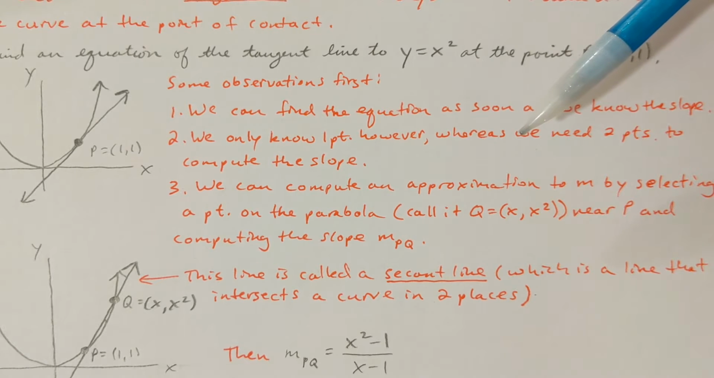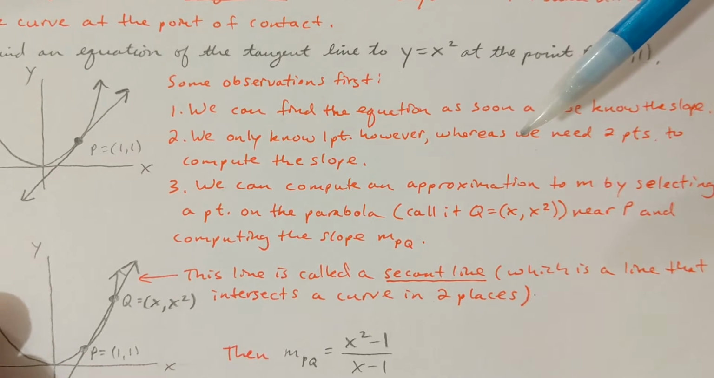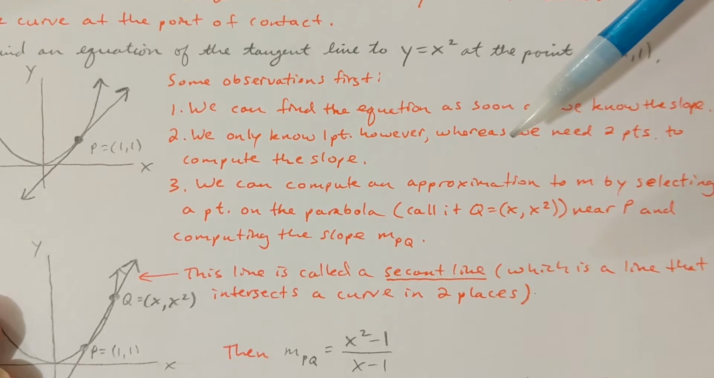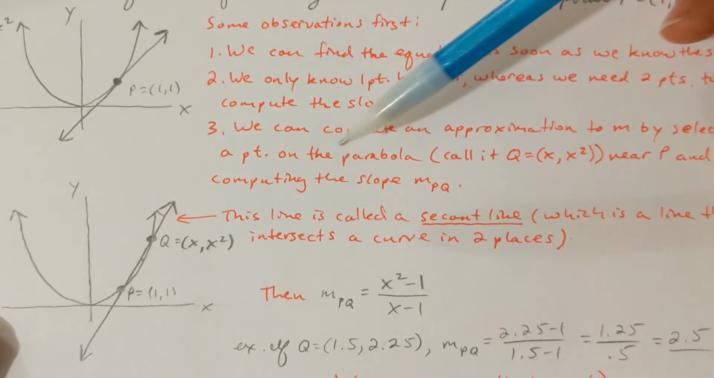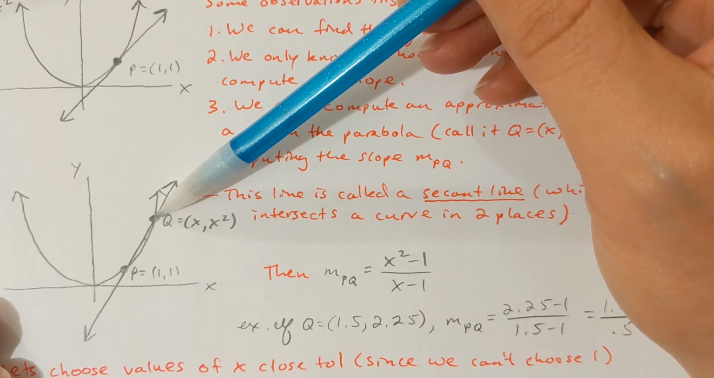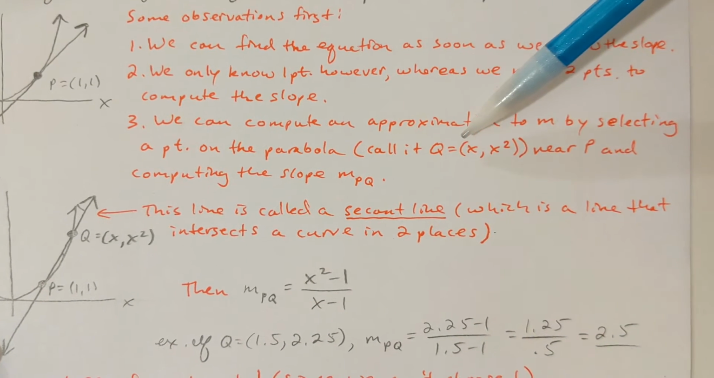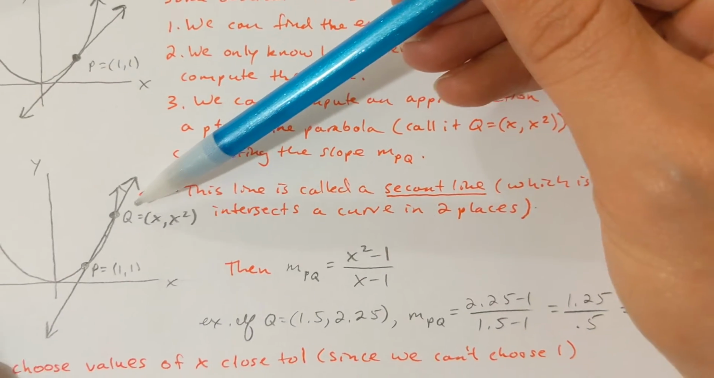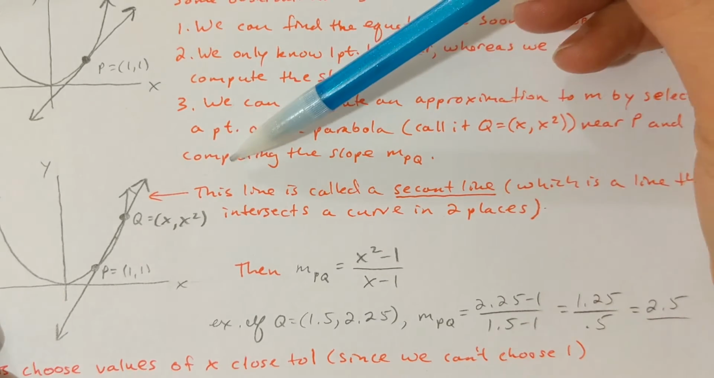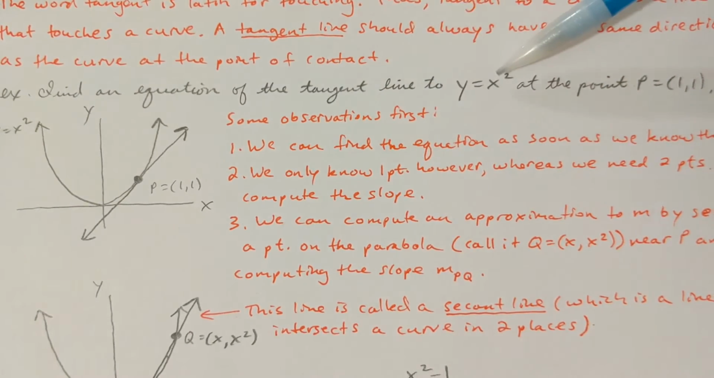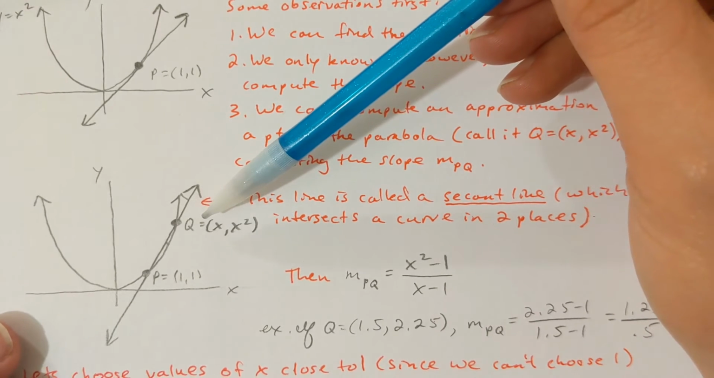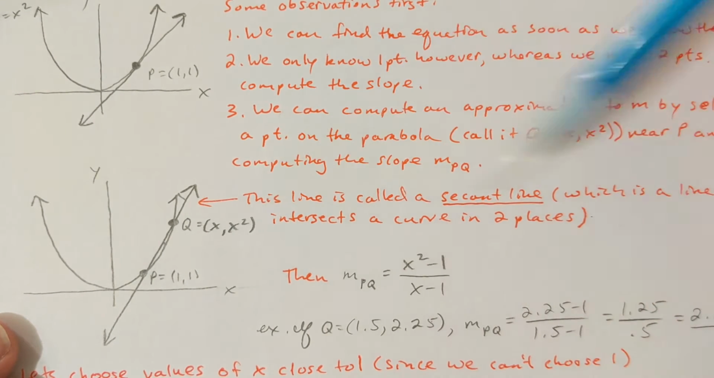Now, because I don't have 2 points available on this line, what I'm going to do next is approximate the slope of this line by selecting another point on the parabola, which I'm going to call point Q. Now, for what we're going to do next to make sense, point P and point Q are going to be close together. Okay, keep that in mind. Point Q is very near point P. Now, point Q is going to have coordinates (x, y). Point Q is on the parabola, and y is equal to x squared. Okay, so point Q is going to have coordinates (x, x squared).